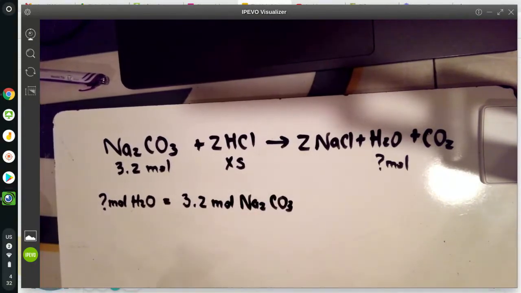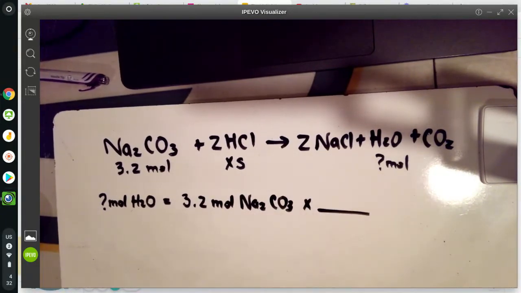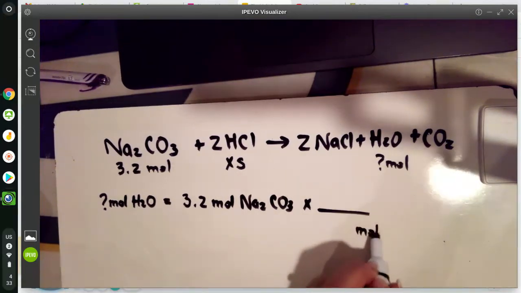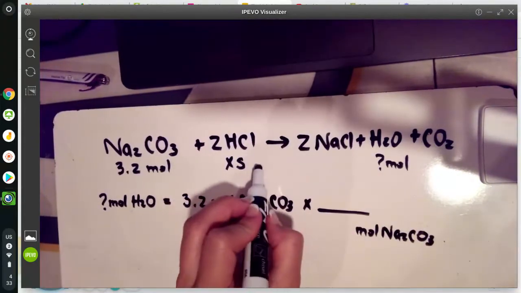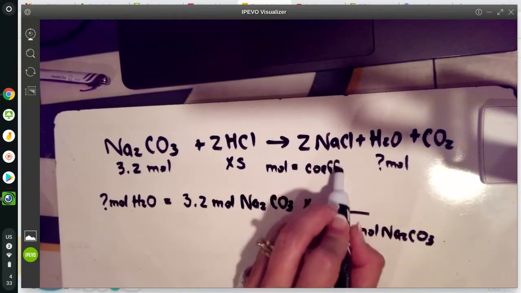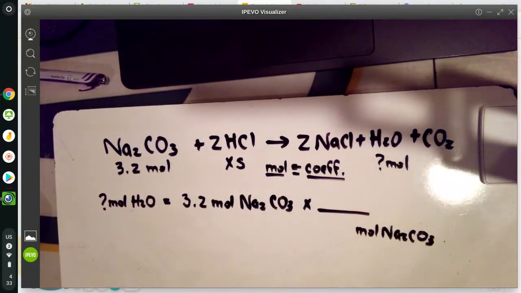of sodium carbonate? Okay, think of the rules. Get methodical. I have to put mole of sodium carbonate down here. I have no choice. Okay, remember what I've told you. Mole in stoichiometry equals coefficient. It's code word. So these things equal each other. That's the equal sign.